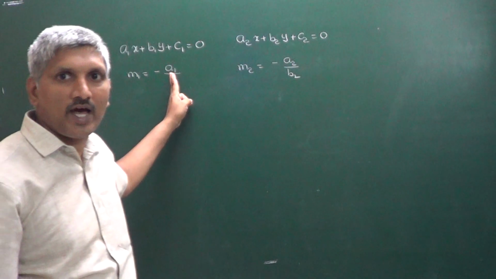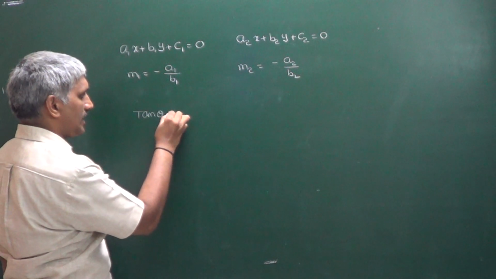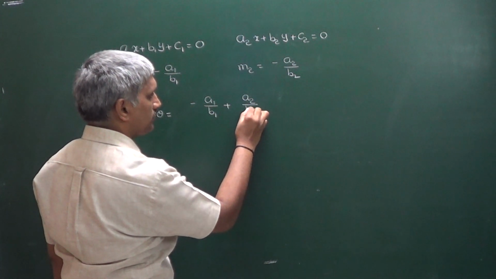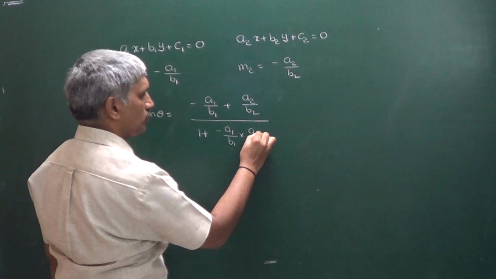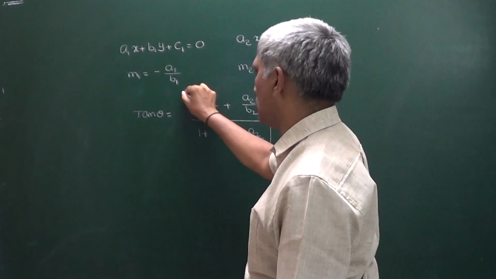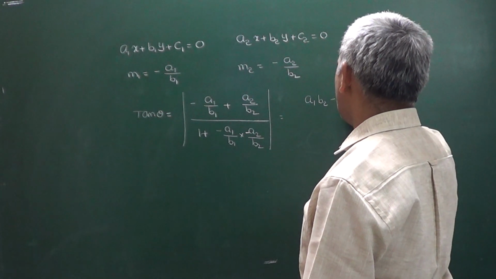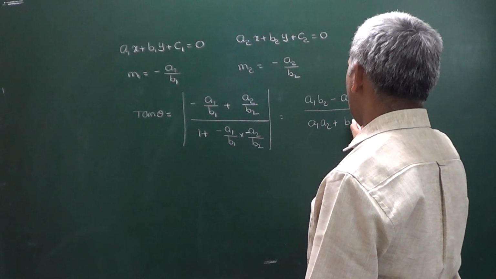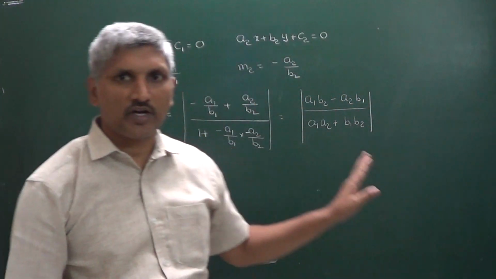If you know the slopes, one line slope is m1, second line slope is m2, then we can find the angle between those two lines as tan theta is equal to m1 minus m2 divided by 1 plus m1 into m2, right? So that simplification further you will get, because it is in modulus, if you consider the acute angle, we can write it as a1 b2 minus a2 b1 divided by a1 a2 plus b1 b2. Modulus is there, that's why we are taking minus common, it makes no difference. So I got the tan theta value.